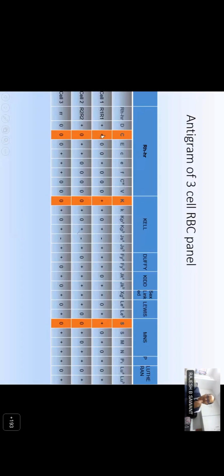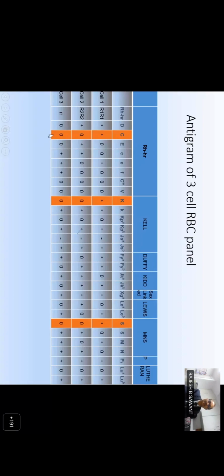Yes, so just to explain over here, this is the schematic representation of the antigram. So you have cell 1, and this is the list of various antigens that are present on this cell 1. Plus means present. So cell 1 is having D antigen, so it is positive. Cell 2 also has D antigen, but cell 3 is D negative. So that is how you interpret.